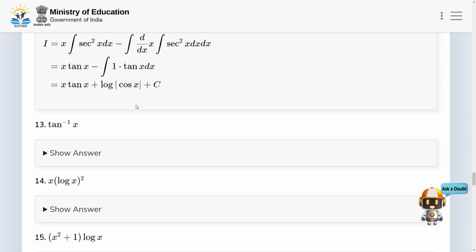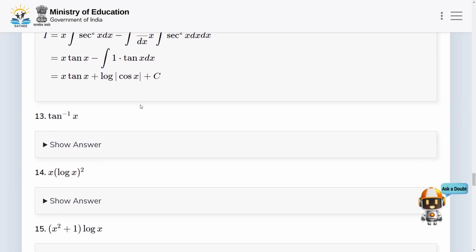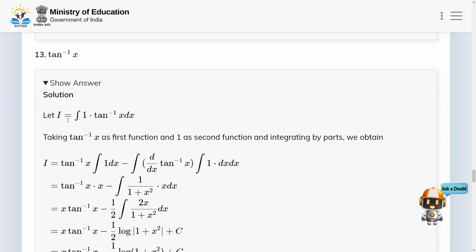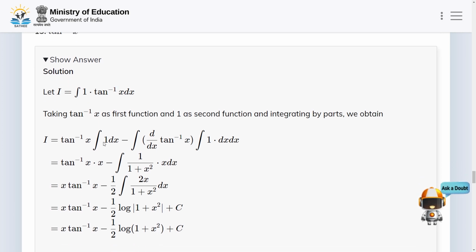Clear? Okay, the 13th problem says integrate this. 1 will be my second function, tan inverse will be my first function. So first function as it is, integration of this will be just x, differentiation of this will be 1 by 1 plus x square. Now integration of this will be just x.